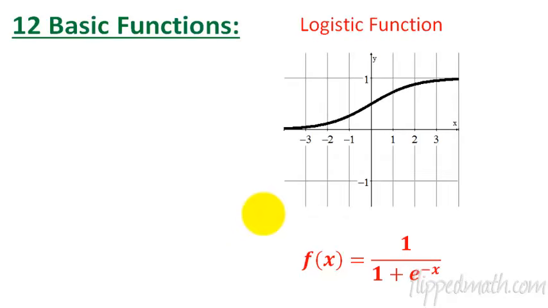Now, logistic function. This last one here, it's kind of a crazy equation down here. F of x equals 1 over 1 plus e raised to the negative x. Okay, so it's kind of a long one. But this one has 2 horizontal asymptotes, which is kind of crazy. You don't usually see that very often. Horizontal asymptotes where you have two of them.